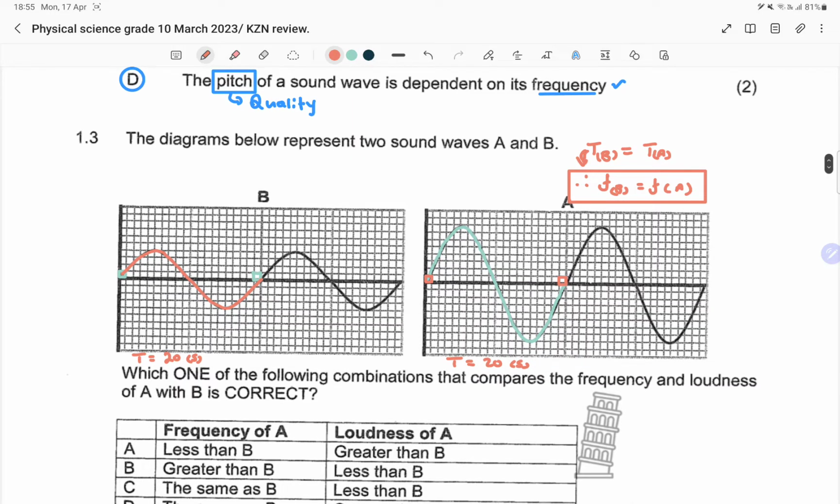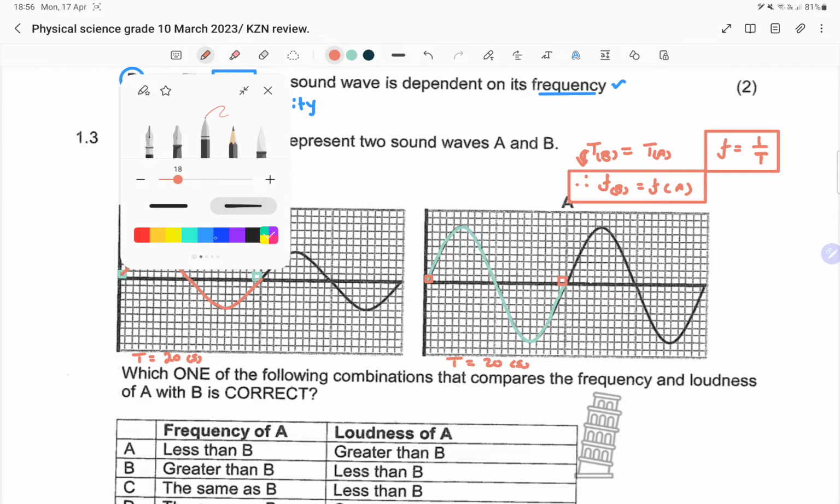But how do we know this? We know that frequency is inversely proportional to the period. In fact, the equation is saying frequency is basically 1 over period. So we can tell that if we were to calculate the frequency for each, we would essentially come to the same value.